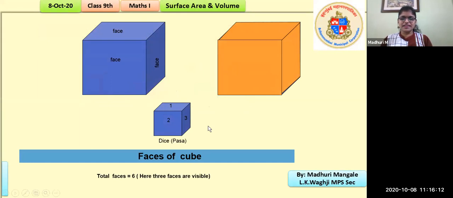So let's begin with looking at the faces of a cube. How many faces can you see on the screen? Try to count. The top face is the first one, the second is the front one, and the third face is the side one, right? We can see only three faces because this is the front view. But at the back side also there are another three sides, right students?